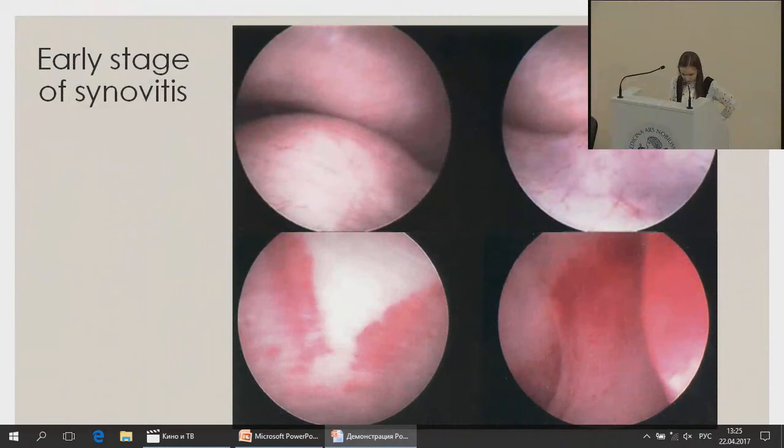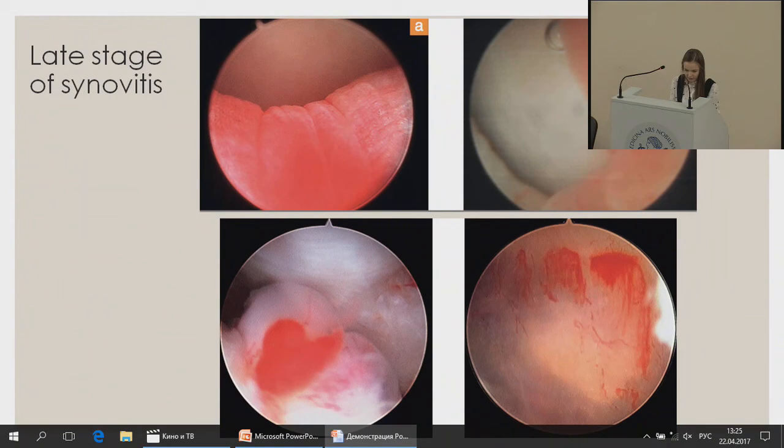Arthroscopy helps to recognize some pathological changes of the tissues in the joint cavity. For example, early stage of synovitis with the inflammation of tissues, which you can see there. And also, it helps to recognize more late stage of synovitis with more blood vessels, vegetation, and sometimes with blood in the joint cavity.